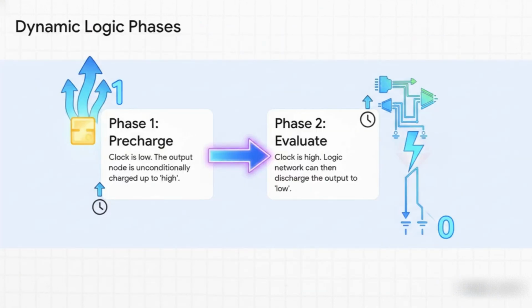In phase 1, the pre-charge phase, the clock signal is low, and the circuit just blindly charges the output up to a 1. It basically assumes the answer is going to be 1 unless it's proven otherwise. Then phase 2, the evaluate phase. The clock goes high, now your logic block turns on. If the logic is true, it creates a path to ground, and whoosh, it discharges that stored charge, flipping the output to 0. If the logic is false, nothing happens and the output just stays high. This whole pre-charging trick is what makes it so incredibly fast.